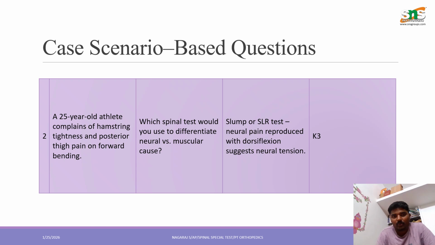Then next is a case scenario. A 25-year-old athlete complains of hamstring tightness and posterior thigh pain on forward bending. Which spinal test would be used to differentiate neural from muscular causes? The slump or SLR test. Neural pain that reproduces with dorsiflexion suggests neural tension.